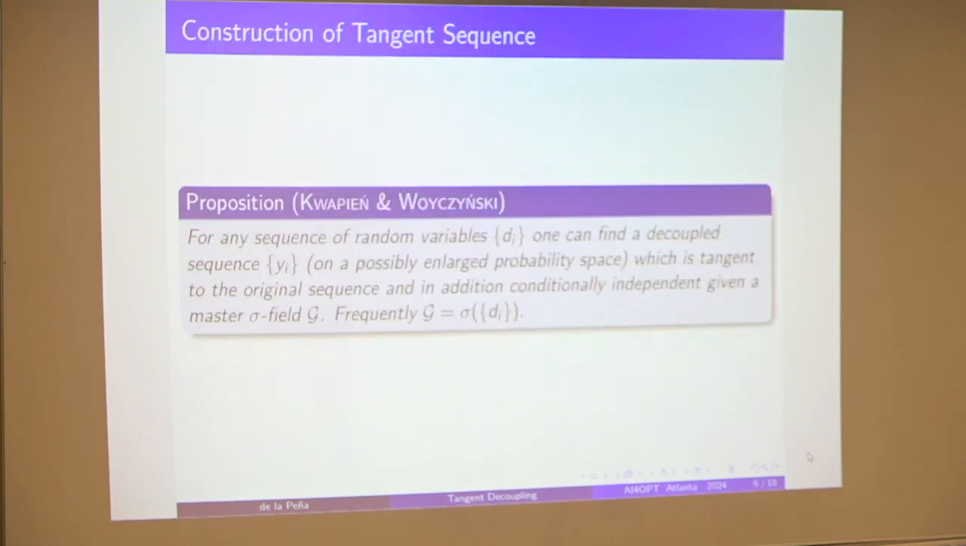Now, a very important result in this theory is that for any sequence of variables, one can find a decoupled sequence on possibly a large probability space, which is what we spoke about, which is tangent to the original sequence and is in addition conditionally independent with respect to a master sigma field. Frequently G is that.